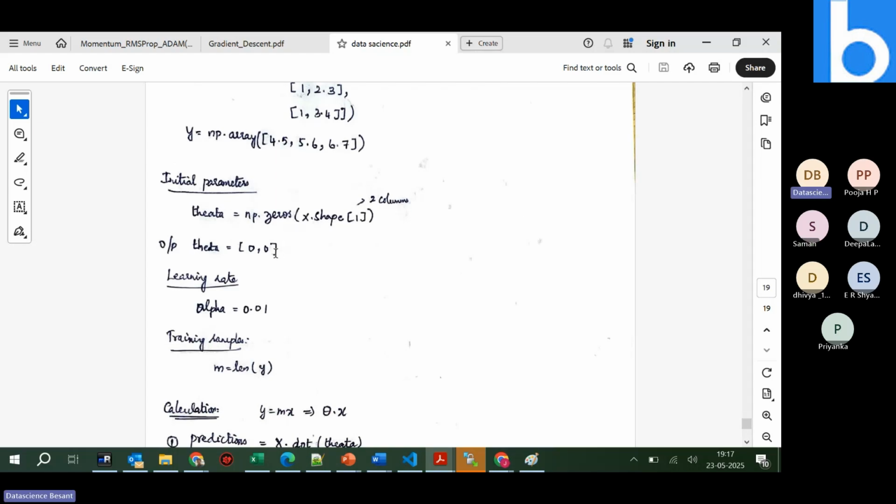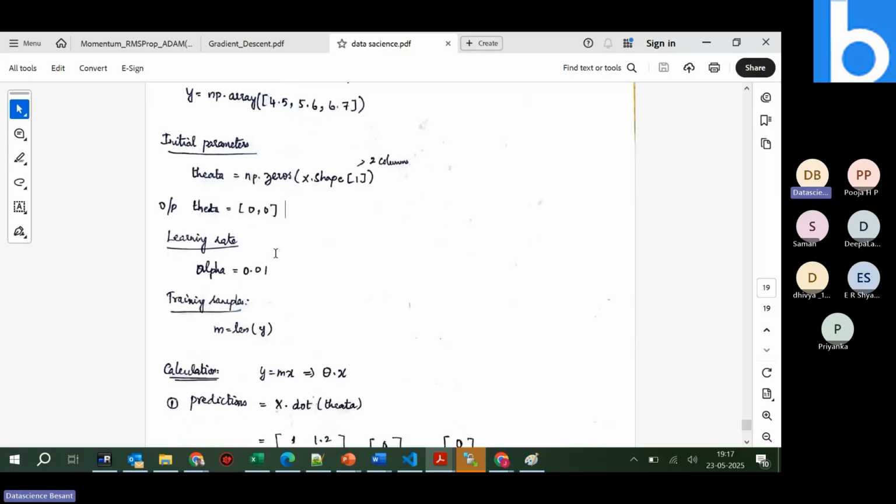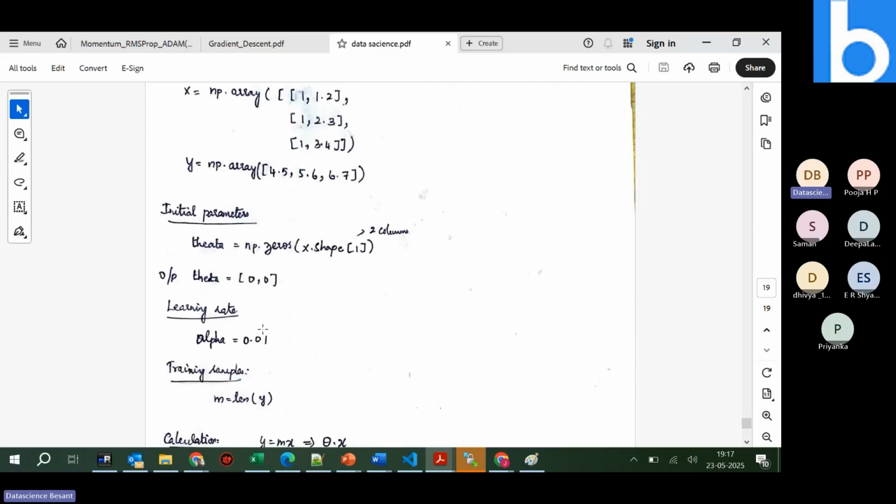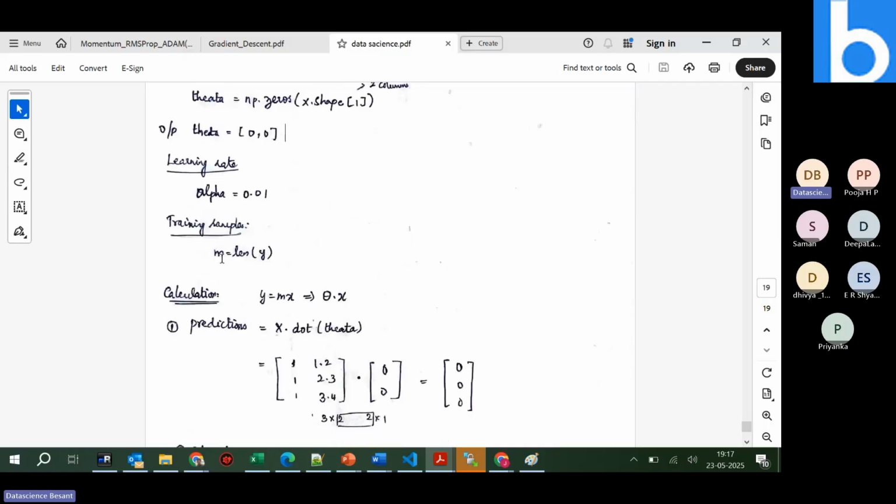Next, the learning rate: I have taken alpha is equal to 0.01. I'm not going to tell what that is right now. Just remember it's one of the variables, storing the value 0.01. And m is equal to len of y. If you check the number of values in y, you have 3 values, so m will store 3, correct? But this m and the slope m are not the same.